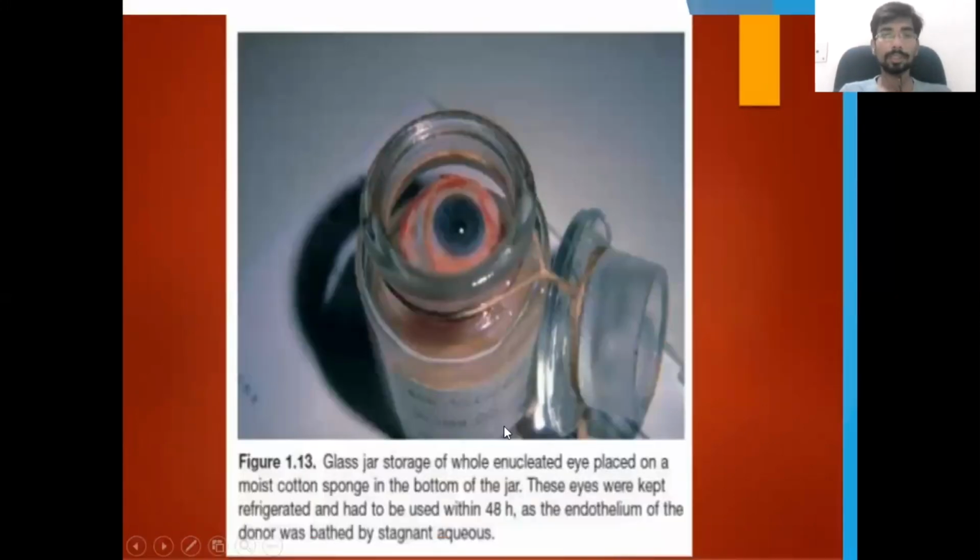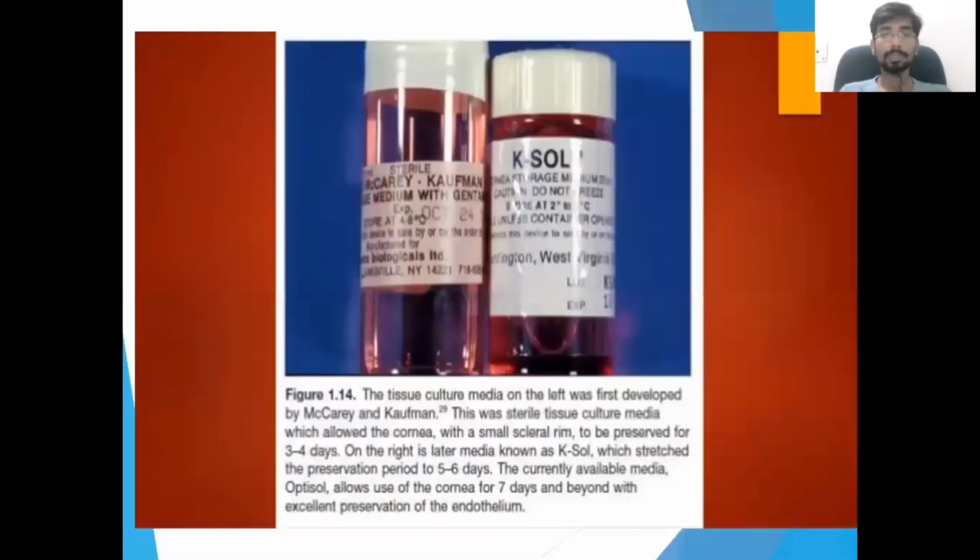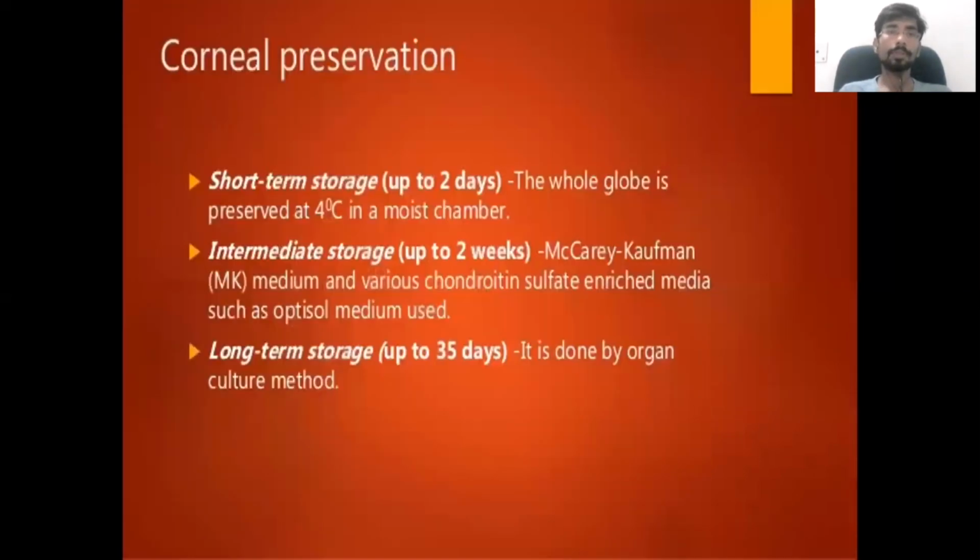Glass jar storage of the whole enucleated globe is done. The tissue culture media on the left was first developed by McCarey and Kaufman. Corneal preservation: short term, up to 2 days, the whole globe is preserved at 4 degrees in a moist chamber. For up to 2 weeks, intermediate storage, McCarey-Kaufman (MK) medium and various chondroitin sulfate enriched media such as Optisol medium are used. Long-term storage up to 35 days is done by the organ culture method.